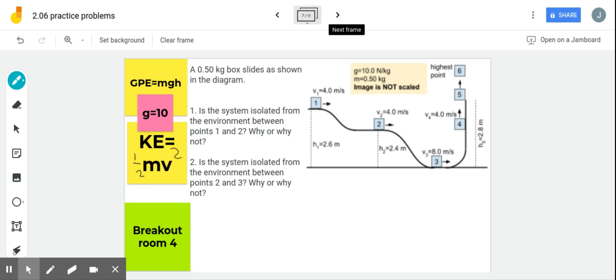Here's how to solve number 7. A 0.5 kilogram box slides as shown in the diagram. First question, is the system isolated from the environment between points 1 and 2? Why or why not? This one's pretty obvious.